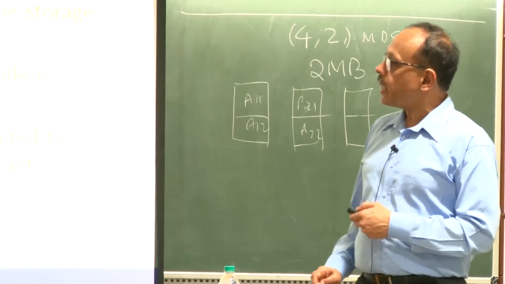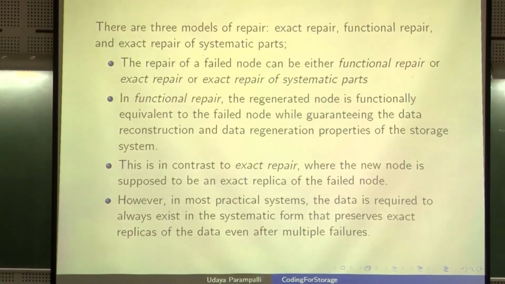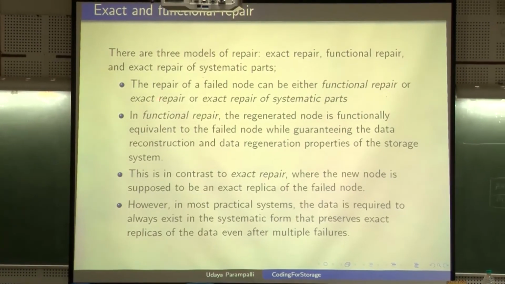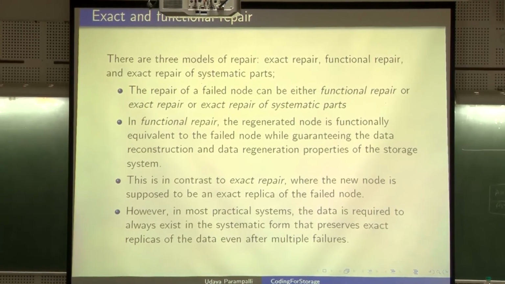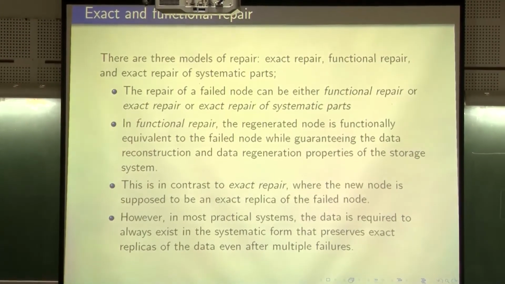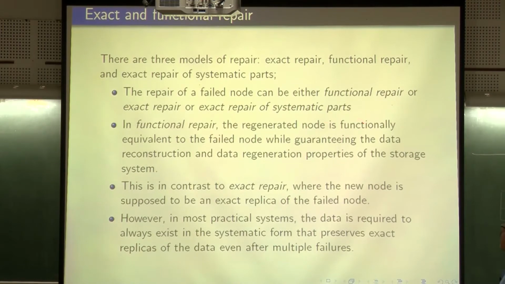Let's look at the three models of repair that exist in regenerative codes. The repair of a failed node can be called either functional repair, exact repair, or exact repair of systematic parts. I will explain these more clearly.